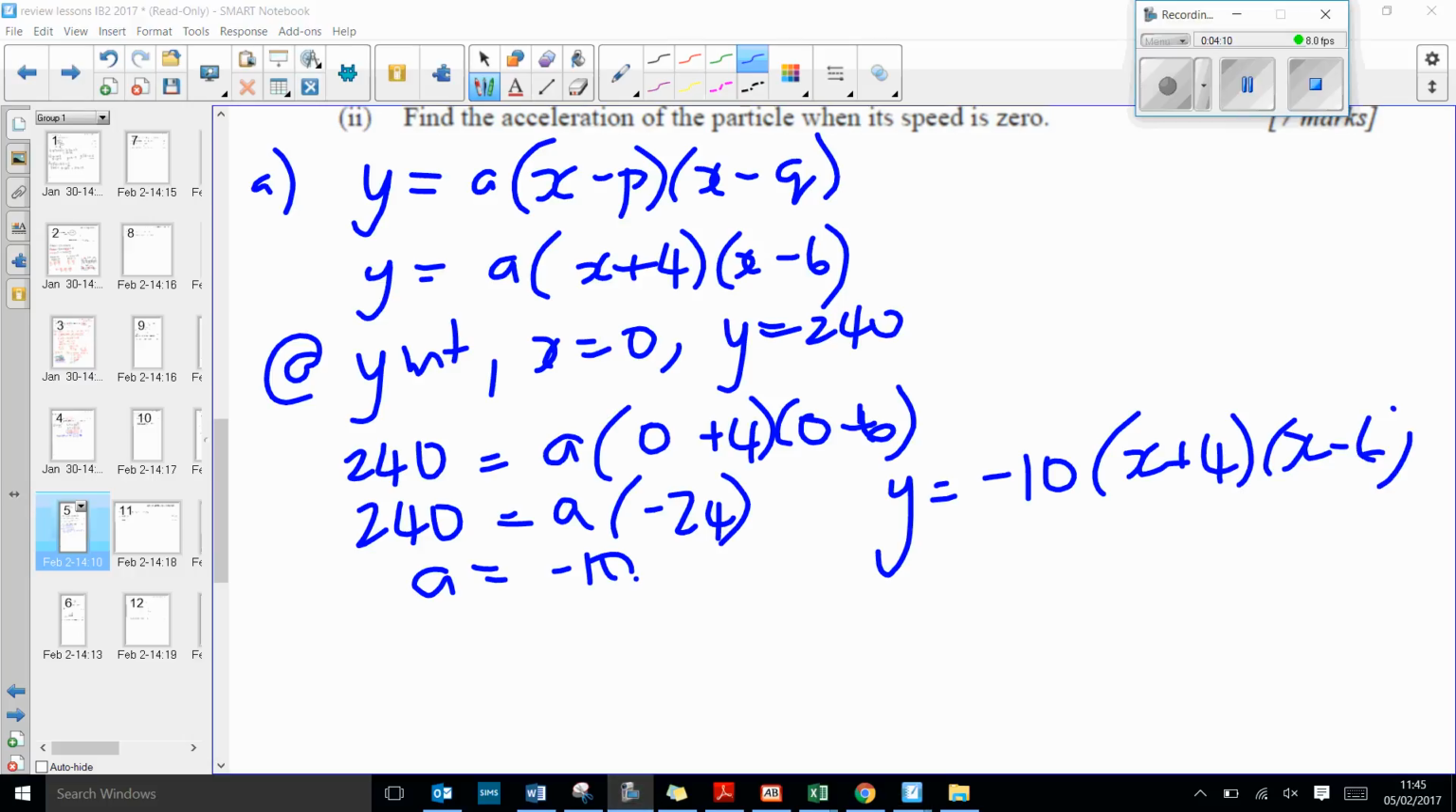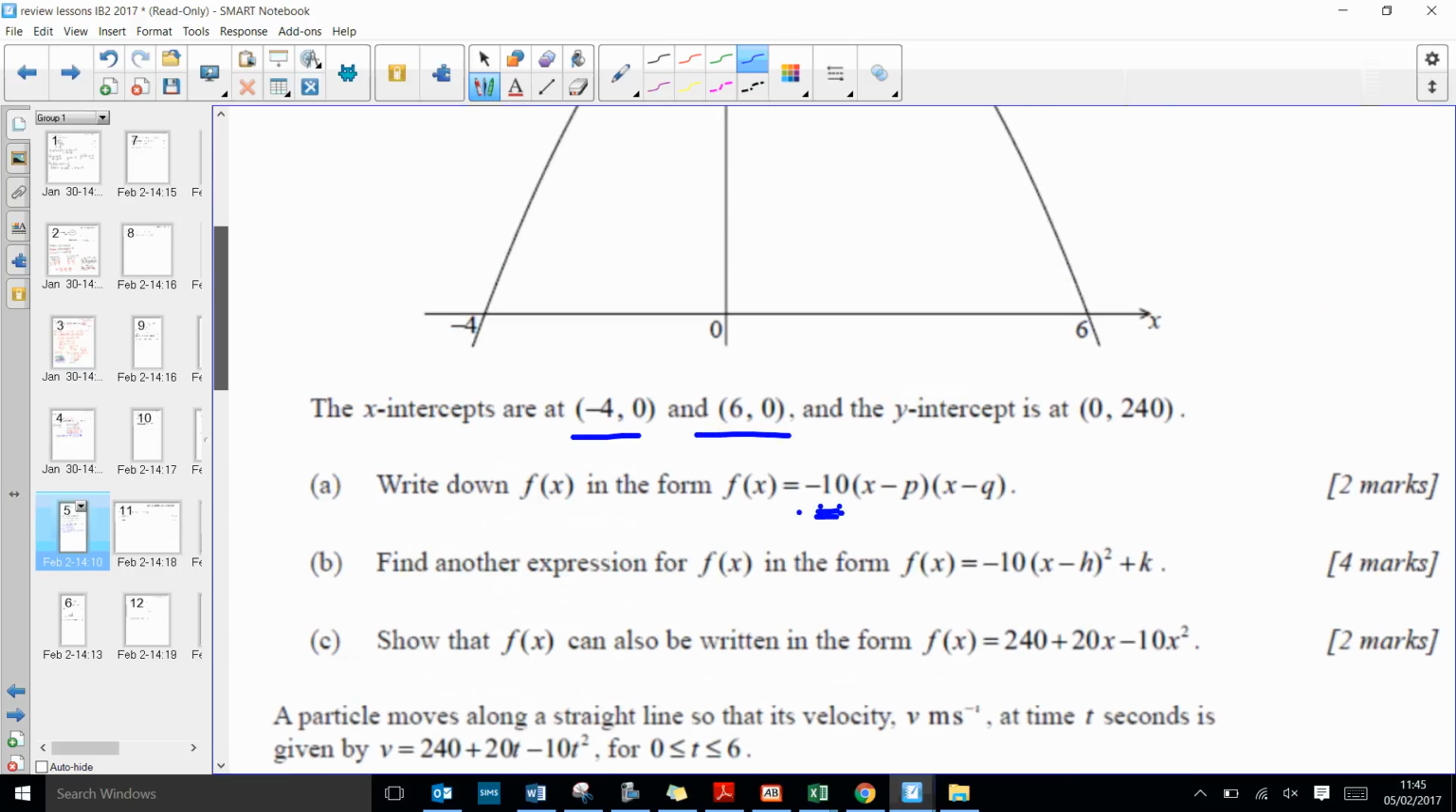Now, as I said, I went through that whole thing just in case they don't tell you this negative 10, but we've written it in this format. So we now need to find another expression for f(x) in the form of negative 10(x minus h) squared plus k. We have a couple of different options here. This is in completed square format. So we could expand it and complete the square. That will probably take a little bit longer.